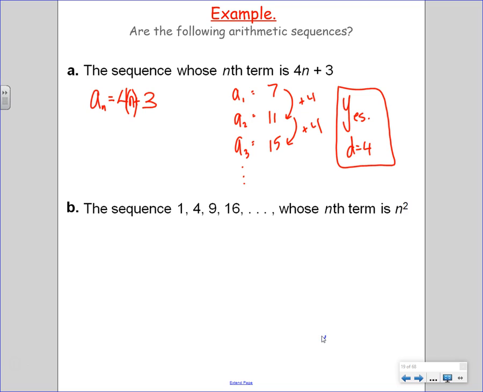N squared shows us a sequence, 1, 4, 9, 16, 25, 36. It has a pattern, but wouldn't the addition be plus 3, then plus 5, then plus 7? Is that constant? No. Pattern, but not constant. So is it arithmetic? No, there's no common difference. Does that make sense? Pattern, yes, but not a common difference.